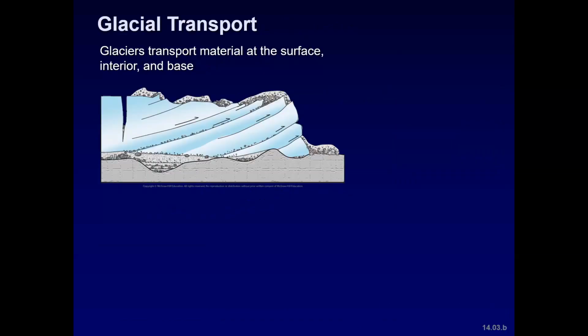So let's talk about glacial transport. Glaciers transport material at their surface, right? This is the surface. Their interior, we call that englacial. And then their base, we call that subglacial. And then the surface would be supraglacial, like on top of it.